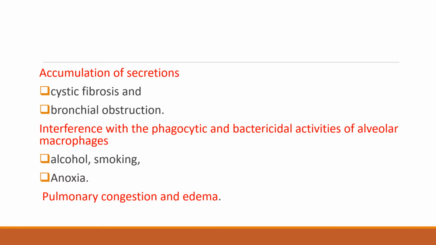Other is interference with the phagocytic and bactericidal activities of the alveolar macrophages, and that is seen in persons who smoke or take alcohol, or in anoxia where oxygen saturation is decreased, and in patients with pulmonary congestion and edema. These local defense mechanisms are impaired, so they are exposed to pneumonia.